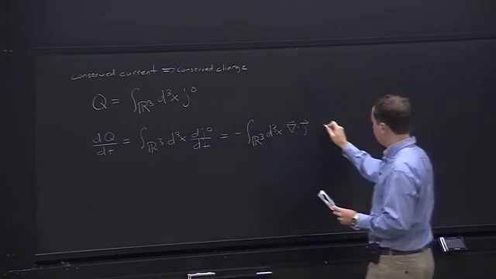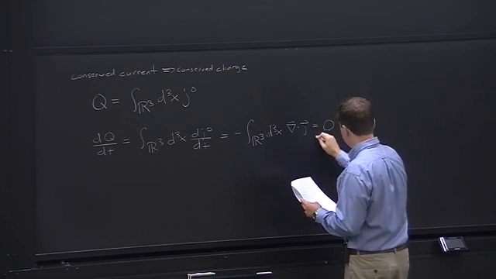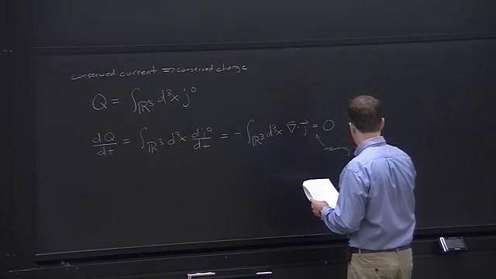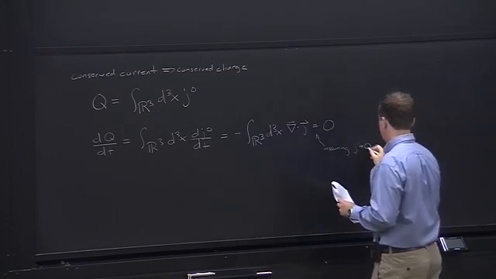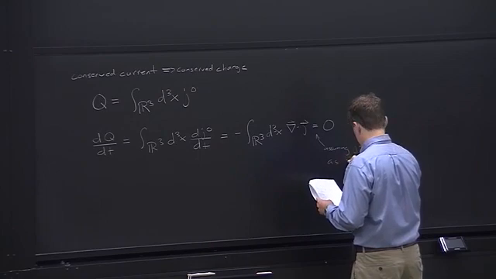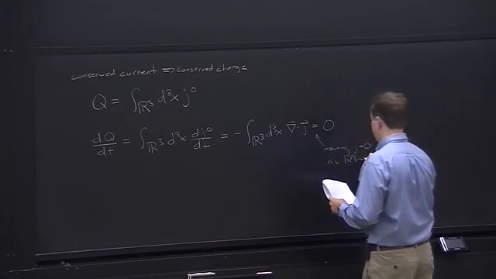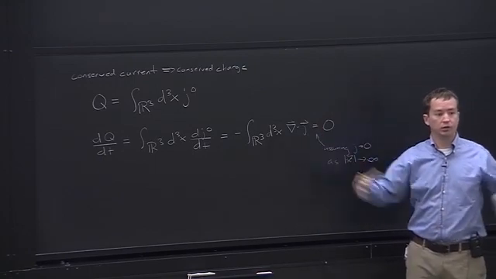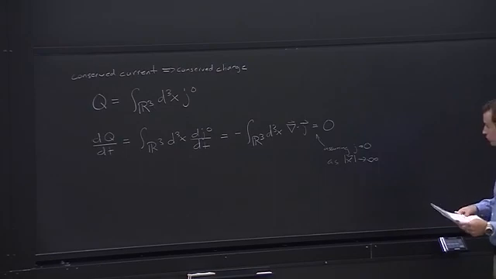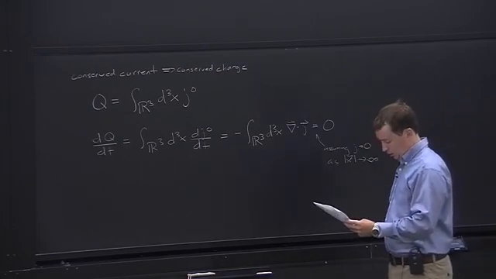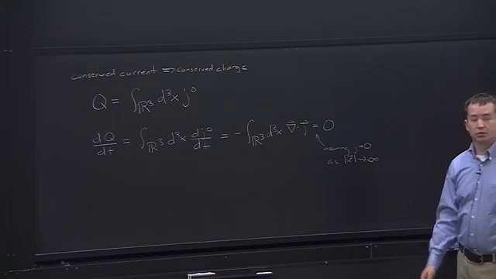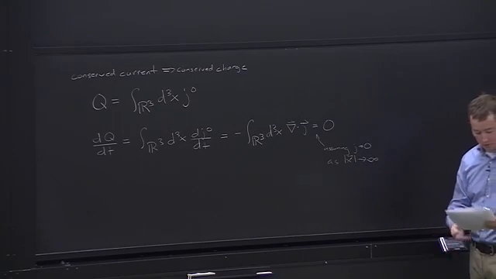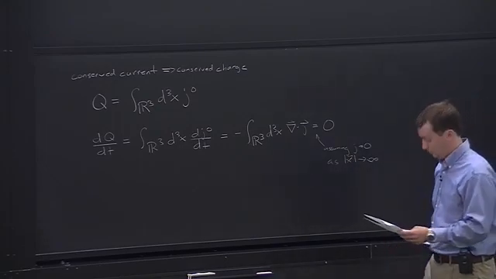And this is 0, assuming j goes to 0 sufficiently quickly as x goes to infinity. We can just write this as a surface integral. Furthermore, we have a conserved current, and it not only tells us that the charge is conserved overall, it tells us that charge is conserved locally.